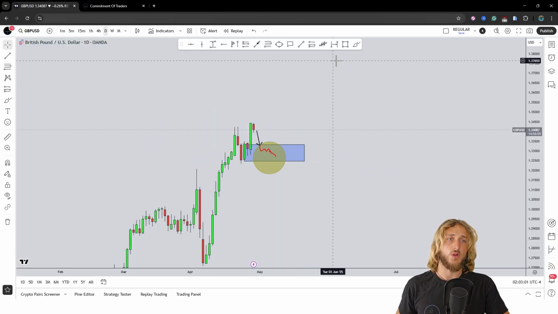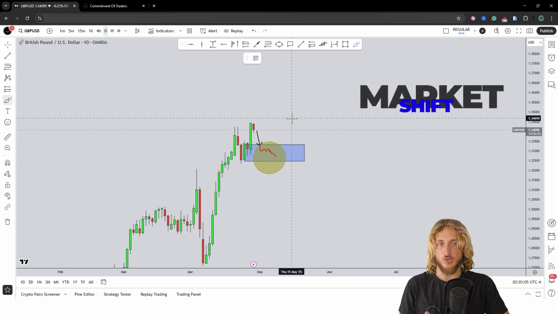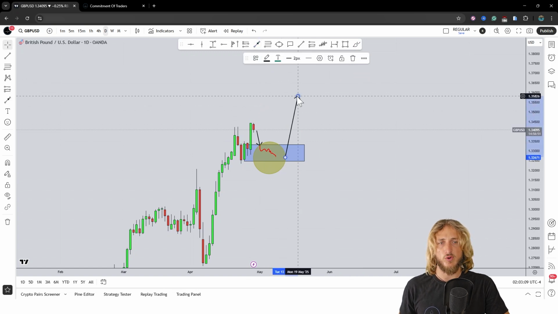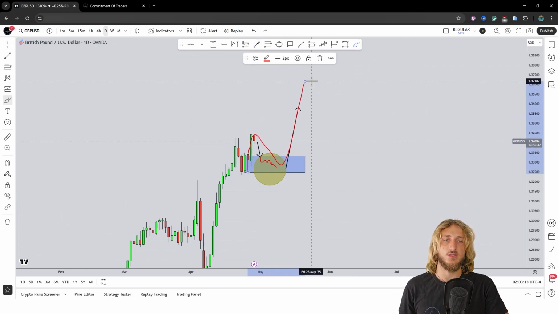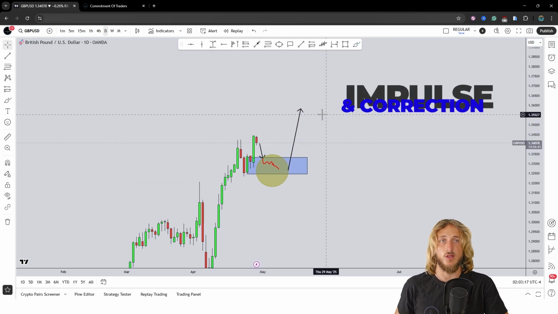Therefore, what I would expect is that if this market would shift from an intraday bearish to bullish market inside of the strong demand and support zone, I wouldn't be surprised to see a potential rejection to the upside away from this area, completing this daily impulse, correction, and impulse pattern to the upside. That definitely wouldn't surprise me.